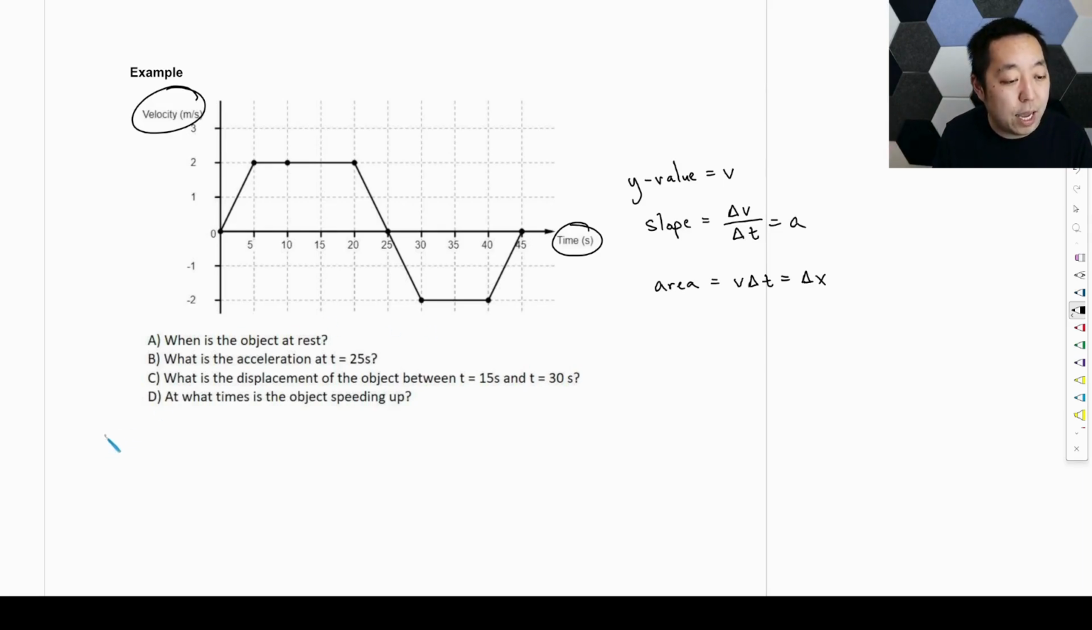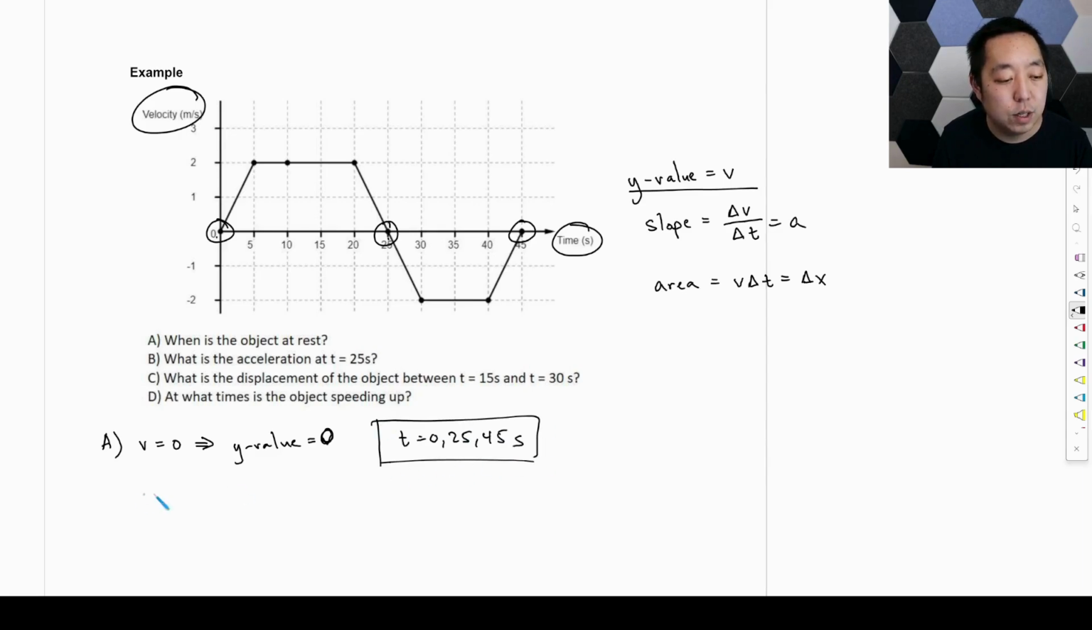Now, when is the object at rest? Well, that's when the velocity is 0. Now, what is the velocity in this context? Last time we talked about the position versus time graph, the slope being 0, but now the y value is the velocity. So I want to know when the y value, the velocity, is 0, right? So when is the y value 0? That's going to be at 0, 25, and 45. So t is equal to 0, 25, and 45 seconds.